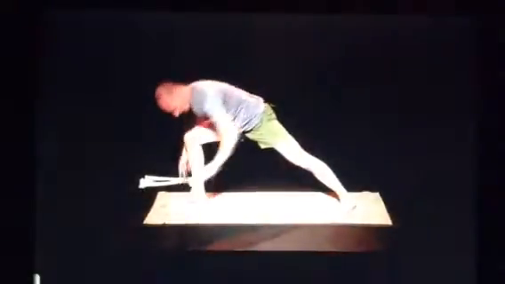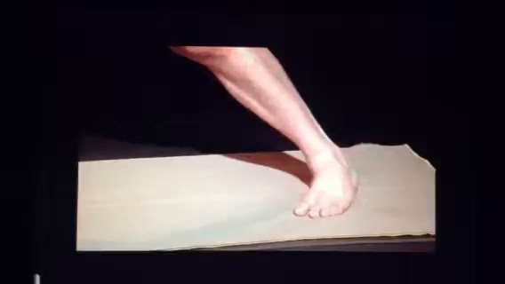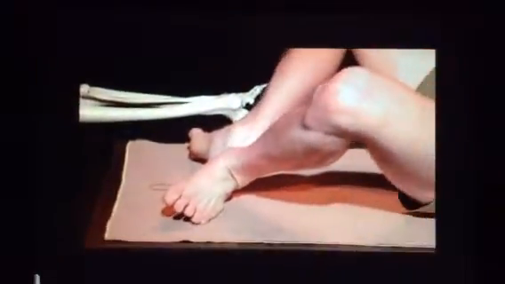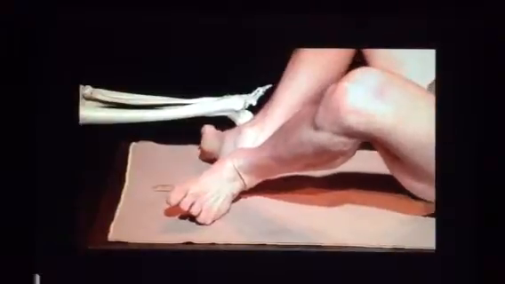If I put a warrior in, I've now got a back foot that's inverted, that internal movement of the foot. And the last one, if I turn my feet out this way, and I go into a pose like this, the foot is now everted.